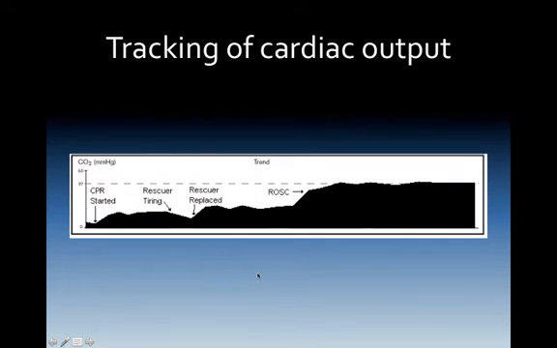Tracking of cardiac output. Whenever we can look at the overall end-tidal CO2, and this would be the trending version of it, CPR was started here. We can see when rescuers start tiring, CO2 levels go down. We don't have as good cellular perfusion occurring. Rescuer replace, bam, we get a high amount of CO2. It stays consistent, and then bam, it goes off the chart.